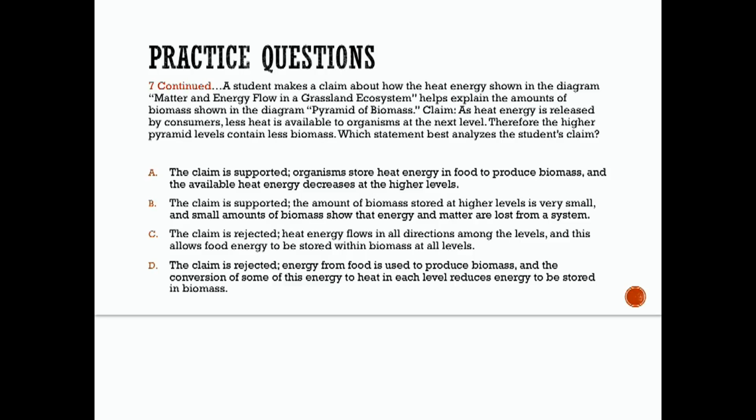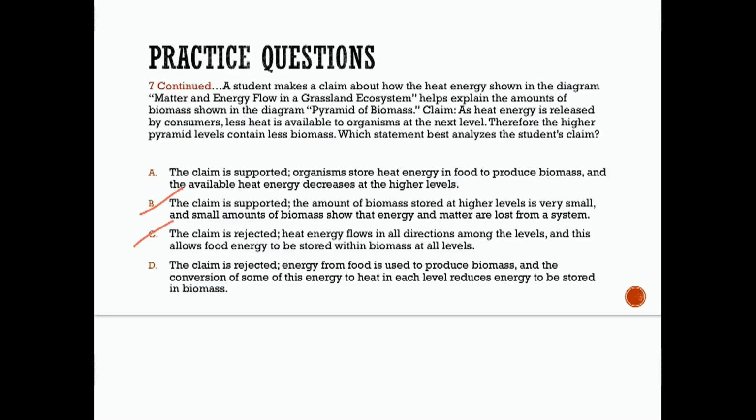Okay, I feel like we could cross off B and C. Let's see. B is saying the claim is supported. The amount of biomass stored at higher levels is very small. Okay, the small amounts of biomass show that energy and matter are lost from an ecosystem. But we know that energy and matter are never lost from an ecosystem. So I feel like you could mark off B. C says the claim is rejected. Heat energy flows in all directions among the levels. So that should just make you cross that off right there. Heat energy doesn't flow in all directions among the levels.